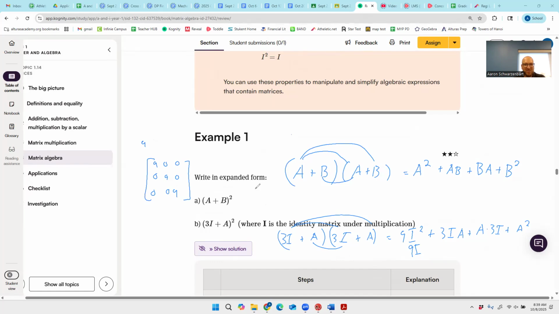Which means I could actually add it to another 3 by 3. You can't add a scalar to a matrix, but you can add this matrix to another matrix. I times A is really just A. Oh, I see, because even if we went 3 times I, it would be the same as 3 times A.